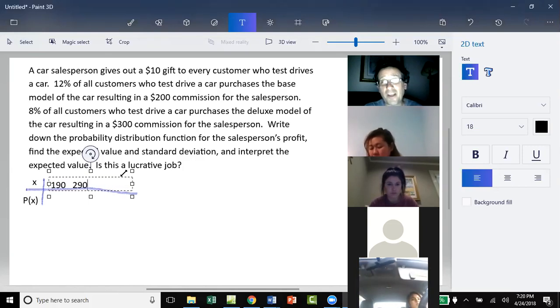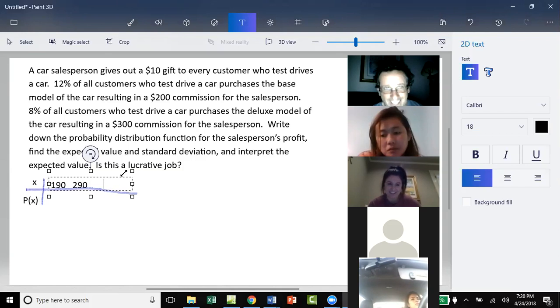Here's a hint. What do most customers end up doing? Nothing. Right. If the customer doesn't buy a car, then what's the profit for the salesperson? Negative 10 or 0? I liked your first guess first. Negative 10. Yeah, because remember, it's revenue minus cost. Revenue is 0. Cost is 10. 0 minus 10 is negative 10.